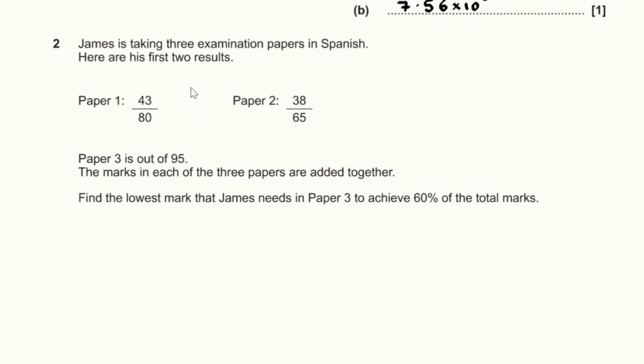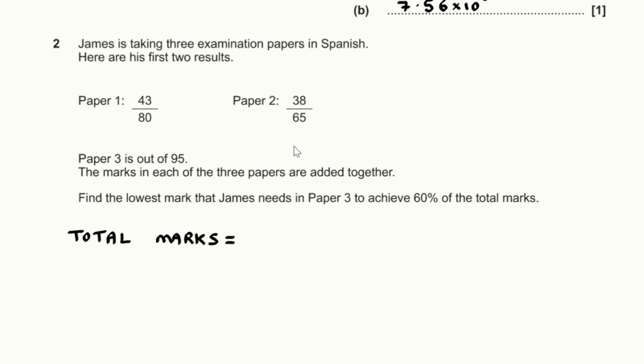Question number 2. James is taking 3 examination papers in Spanish. Here are his first 2 results. Paper 1, 43 out of 80. Paper 2, 38 out of 65. Paper 3 is out of 95. The marks in each of the 3 papers are added together. We have to find the lowest mark that James needs in paper 3 to achieve 60% of their total marks.